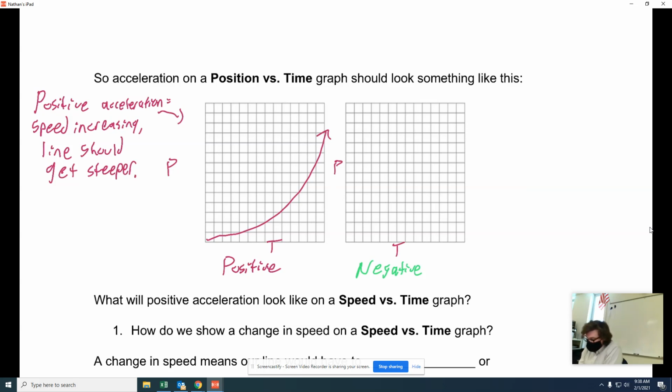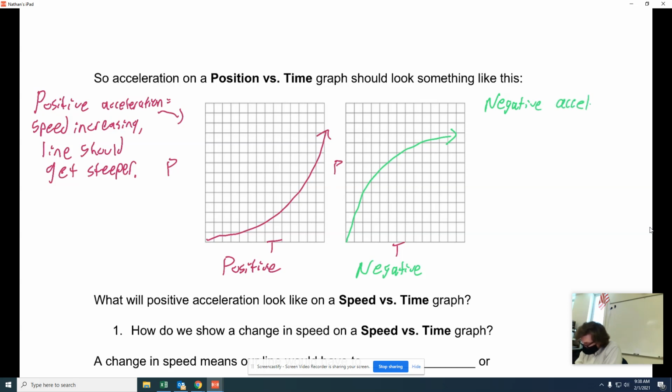On the other hand, if we are drawing a position versus time graph for negative acceleration, a negative acceleration means that our object is slowing down. So in order to slow down, the slope would have to decrease over time. So that means that our slope would have to start off really high, and then our slope gets shallower and shallower over time. So again, we can take some notes over to the side.